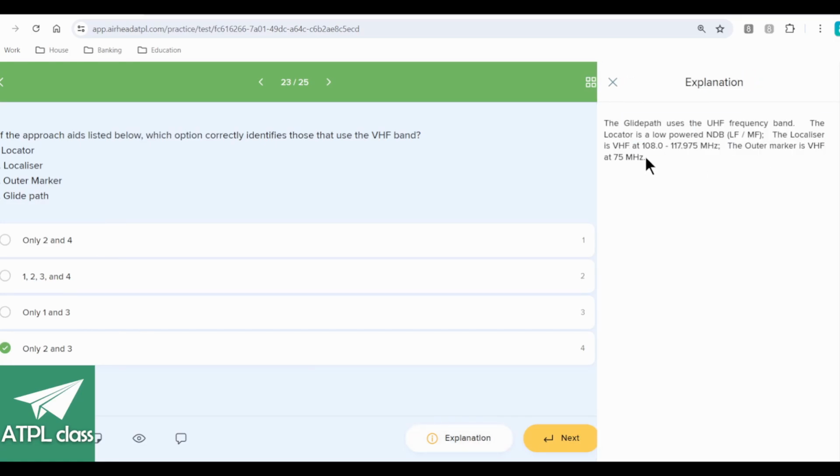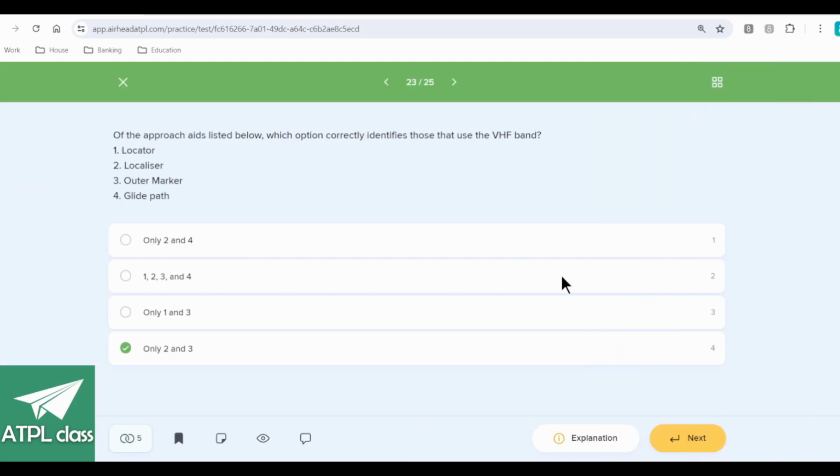The outer marker is 75 megahertz. Don't get confused with the sound, the audio modulation that's put on top of it. It's actually a signal sent out at 75 megahertz with modulation in it of a tone. I can't remember the frequency, but it's low, medium, then high as you approach the runway.